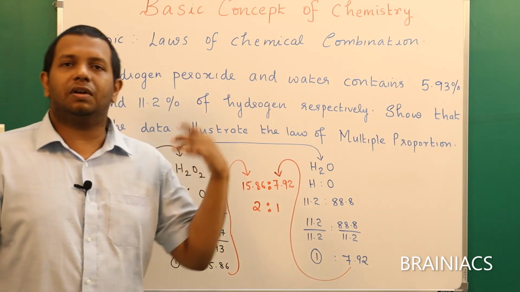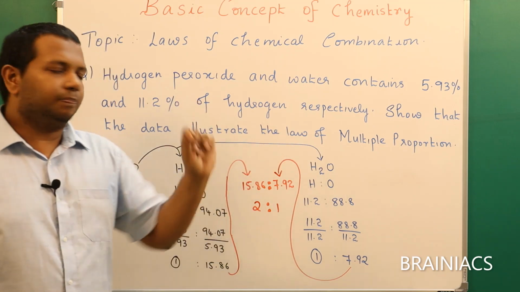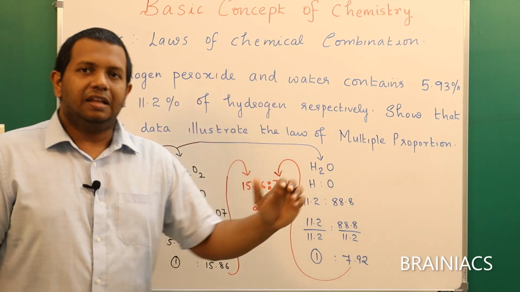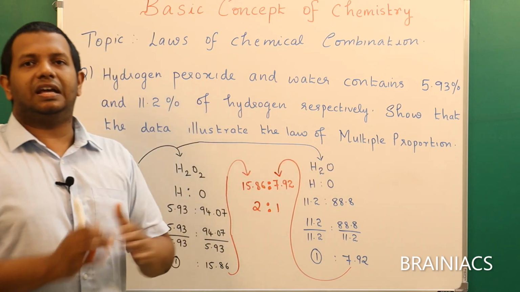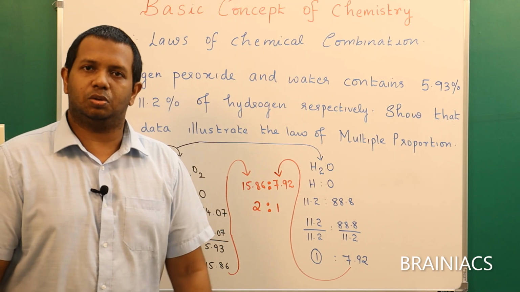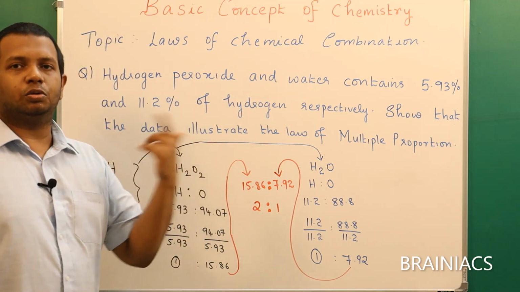So in the exam, whenever multiple proportion is given, identify the multiple compounds, then fix the mass of one of the elements, then take the ratio of the mass of the other element and show that they are in a simple whole number ratio. I hope you understood this law and the problem. We will go to the next law.